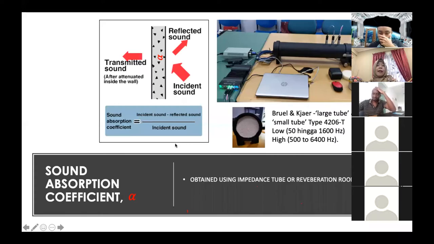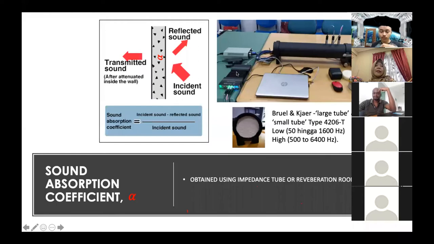Sound absorption is actually, as you can see here, if you have a material and you have incident sound, some of it will be reflected, some of it will be transmitted, and some of it is absorbed. By omitting the transmitted sound, the sound absorption coefficient is equal to the incident sound minus the reflected sound, divided by the incident sound. That is called alpha.